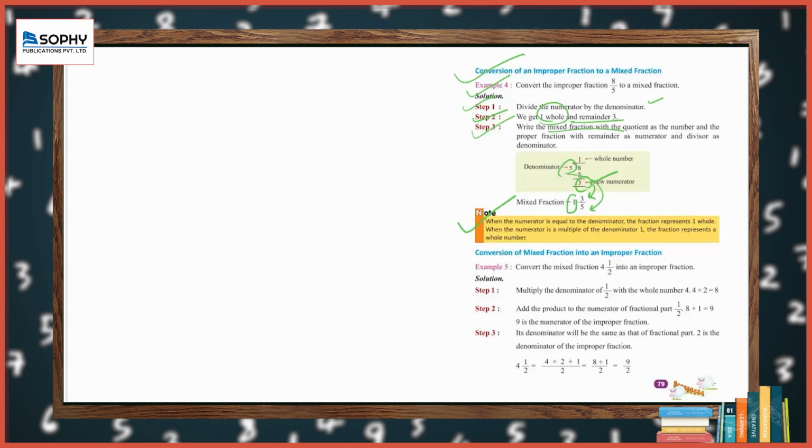Always note, students, when the numerator is equal to the denominator, the fraction represents 1 whole, and when the numerator is a multiple of the denominator, the fraction represents a whole number. Now conversion of a mixed fraction into an improper fraction, students. For example, we have to convert the mixed fraction into an improper fraction. In step 1, we will multiply the denominator by the whole number, that is 4 into 2 is 8, students. Then we will add the numerator of the fractional part. So 8 plus 1 is 9. Then its denominator will be the same as that of the fractional part. So it will be 9 by 2.